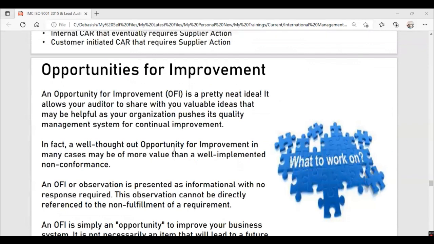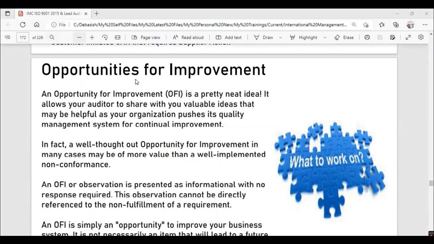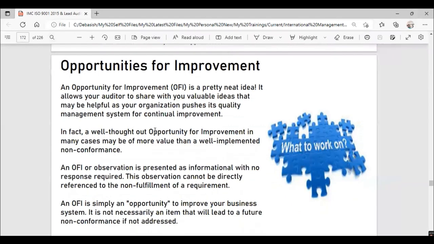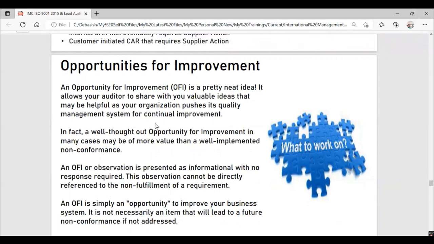We will now talk about the concept of opportunities for improvement. What are opportunities for improvement? Opportunities for improvement means a situation or condition where actions can be taken by a project to enhance its performance in the delivery of products or services, or to eliminate the causes of a potential non-conformity or other undesirable situation in order to prevent its occurrence.